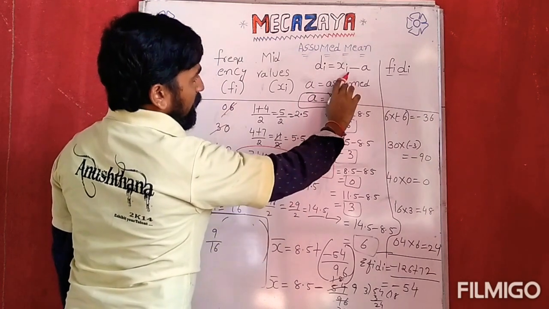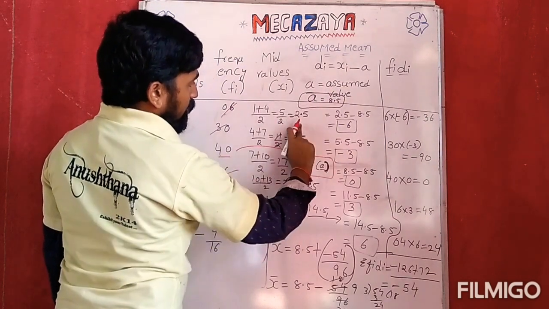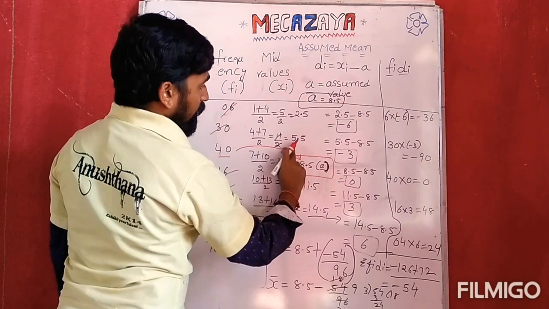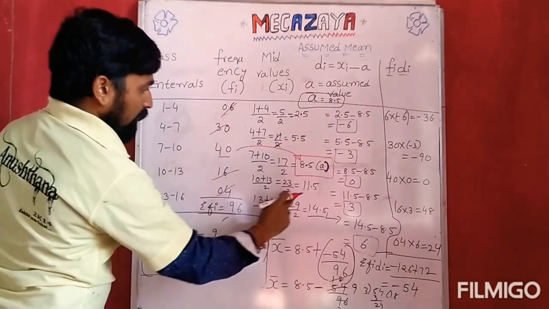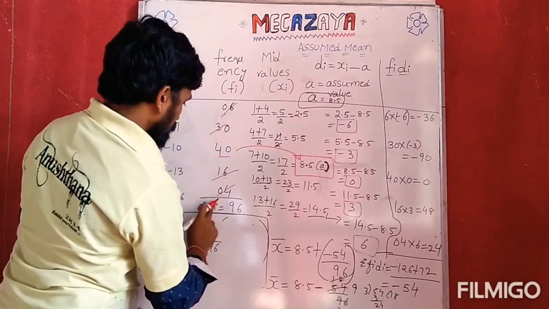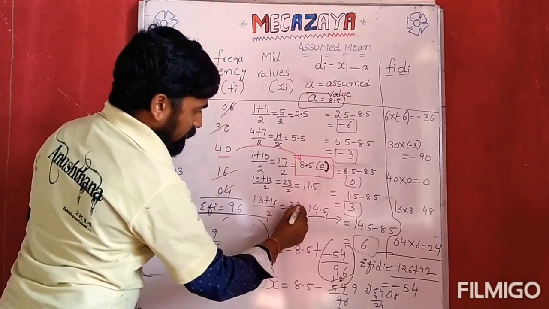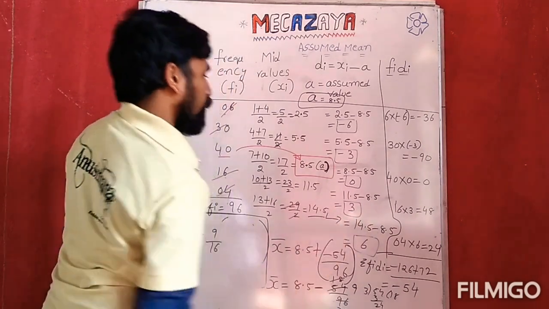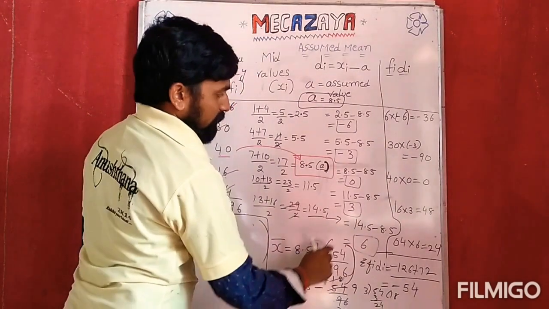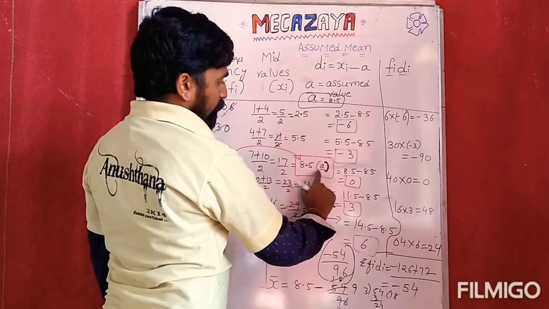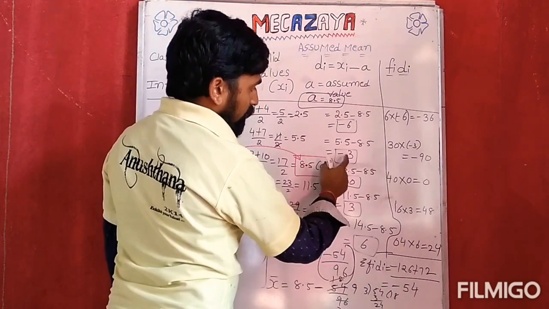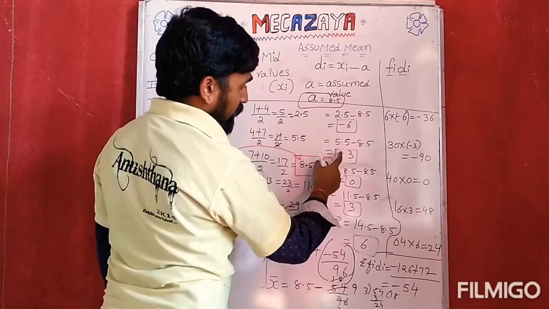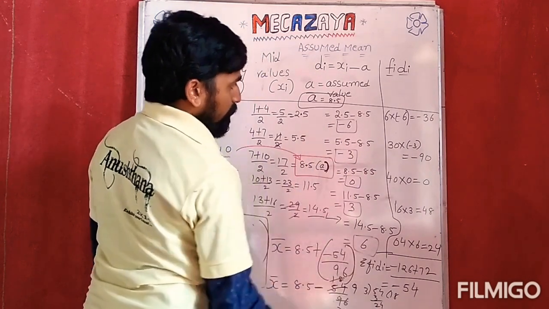Then the deviation formula: xi minus a, these are the xi's. So 2.5 minus 8.5, 5.5 minus 8.5, 8.5 minus 8.5 is 0, 11.5 minus 8.5 is 3, and 14.5 minus 8.5 is 6. So why did I choose 8.5 as the assumed mean? As I already told, here it is minus 6, minus 3, 0, plus 3, plus 6.